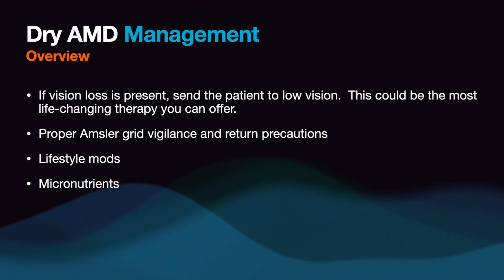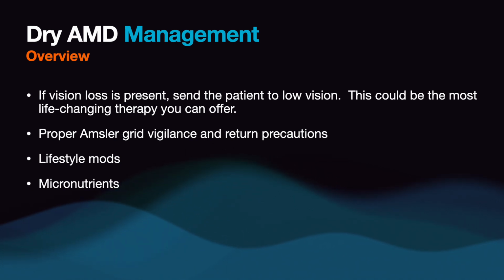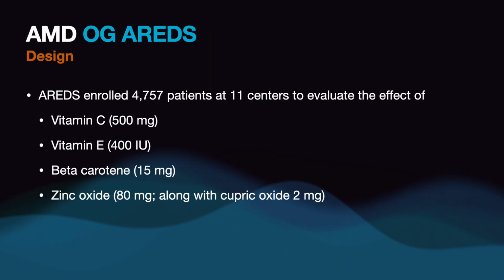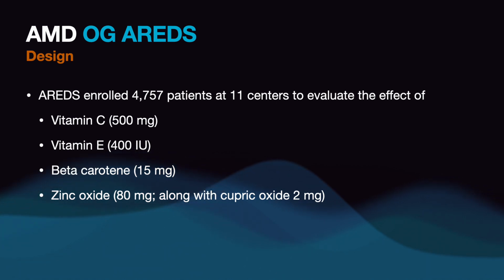So if vision loss is present, I refer to low vision. This might be the most important thing I do. Amsler grid vigilance, return precautions, lifestyle modifications, micronutrients. Those lifestyle modifications include smoking cessation, obesity reduction, blood pressure control. I also recommend a Mediterranean diet and exercise. Those are not in the book, but they will be someday, because we've got really good, robust data to suggest that. And keep on taking your AREDS too, even with GA. We now know, I've been saying that for years, now we have proof.